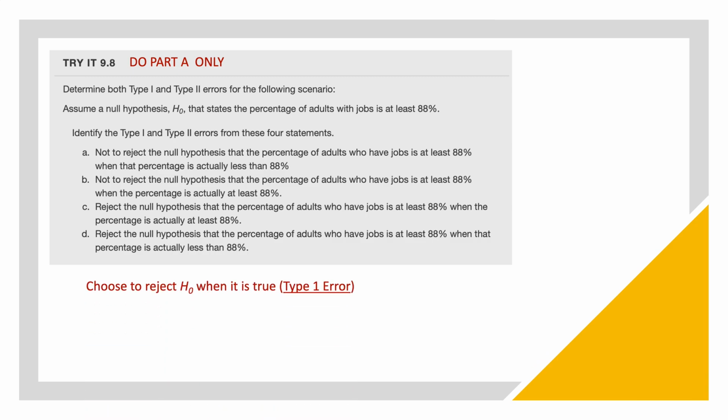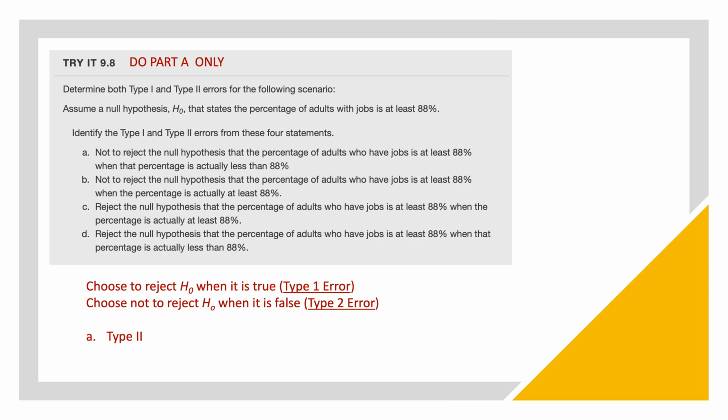Okay, so for letter A, a type 1 error is when you choose to reject the null when in fact it is true. A type 2 error is when you choose not to reject when in fact it is false. If it's false, you should reject it. So, as far as letter A goes, it's type 2 because you are not rejecting the null and the percentage is actually less than 88%. You're supposed to have at least 88%, and the null is wrong. It's false because you have less than, and you didn't reject it.